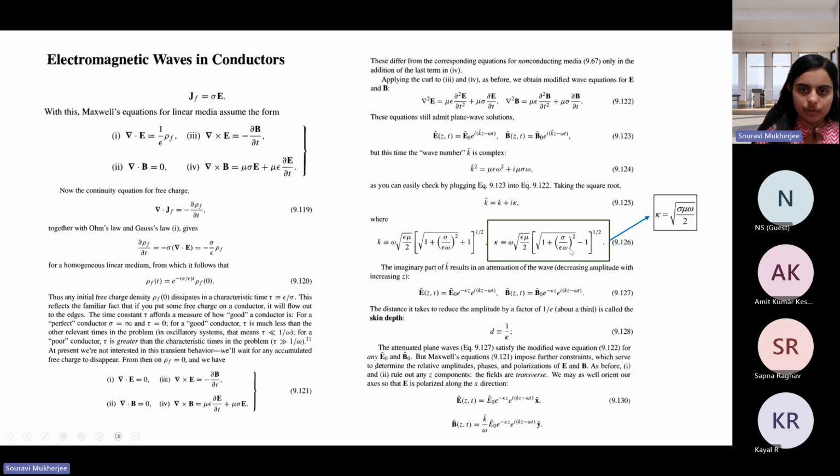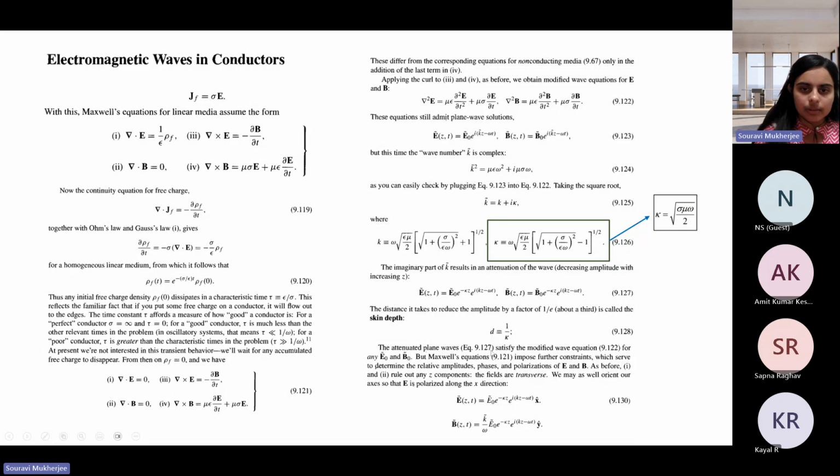These are just derivations, so I will not go through all the steps. But as you can see, if you have a very good conductor, you can simplify this expression further, and this is what you get. It's important to remember this expression because it is generally used for any good conductors. It relates the rate of attenuation k with the conductivity, the material properties and the frequency of your wave. And what is 1 by k? 1 by k is the distance it takes to reduce the amplitude by a factor of 1 by e, and that is called the skin depth.